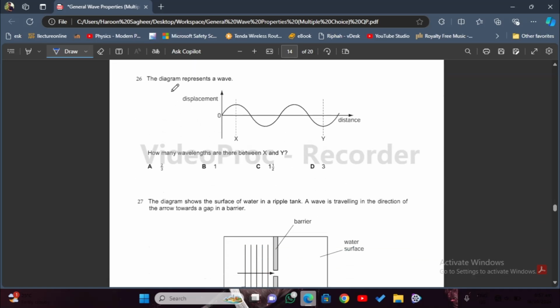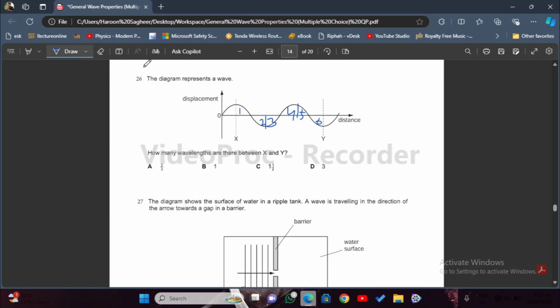Now here we have the same question. The diagram represents a wave. This is a wave. Two points are drawn, X and Y. How many wavelengths are there between X and Y? If you remember, then we actually see this in the form of points. For example, this is the first region. This is second. This is third. This is fourth. And this is fifth. And this is sixth. So of course, we would have to see how many waves are there. These are the regions.